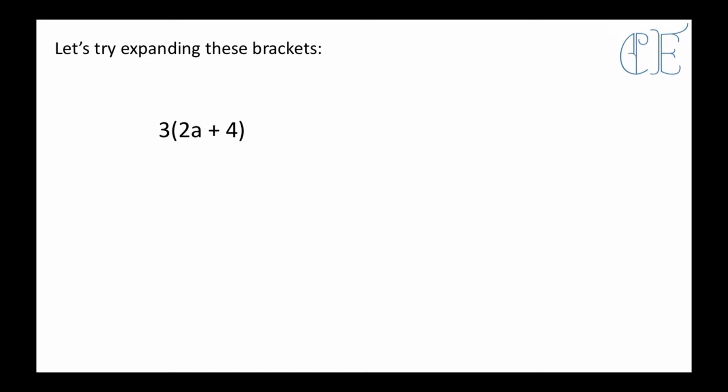3, and then in brackets 2a plus 4. Now, all this means is that this 3 needs to be multiplied by everything in this bracket. And the way we do that is 3 times 2a. Well, 3 times 2 is 6. And then we've just got this a on the end, so we just write 6a. And then plus 3 times 4, which is 12. So we just put plus 12. And that's it, you've expanded the bracket.